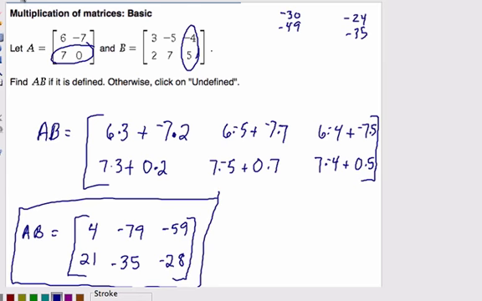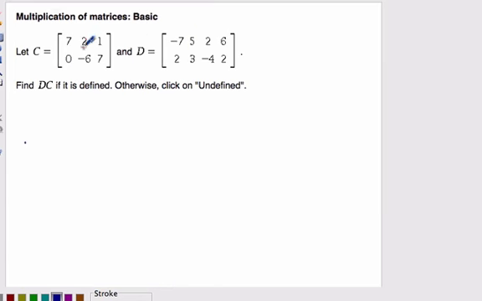Okay, now let me show you, if I have something like this and I'm starting to look at my process and I say, okay, I've got 3 rows, I have my first row times my first column. Well, they don't have the same number of entries, so I can't combine these. So this is an undefined case.